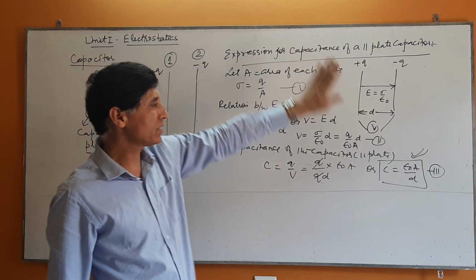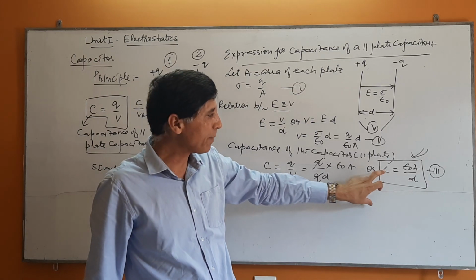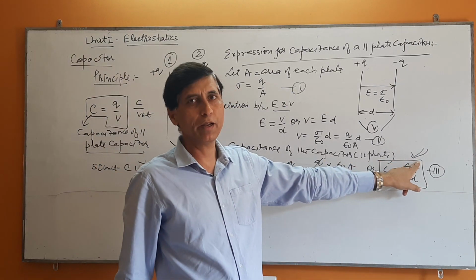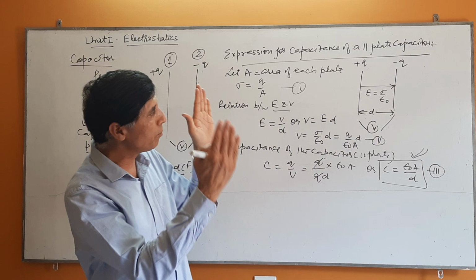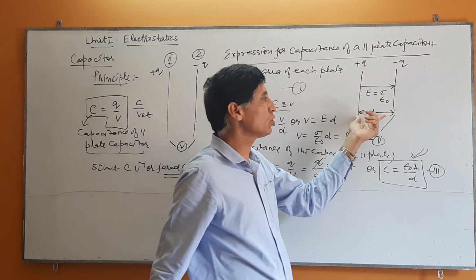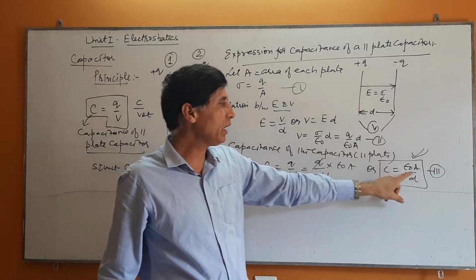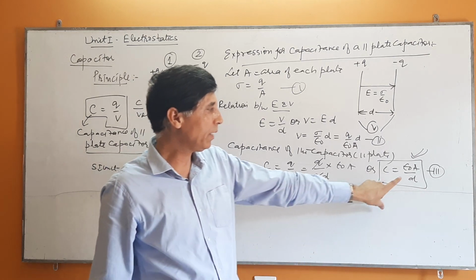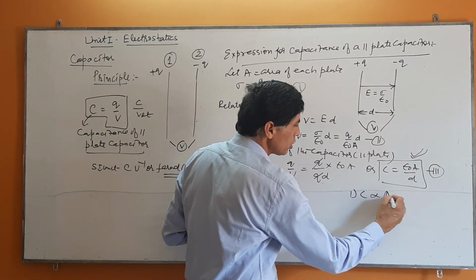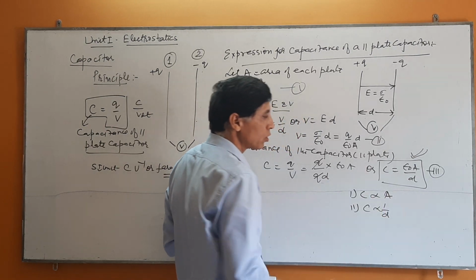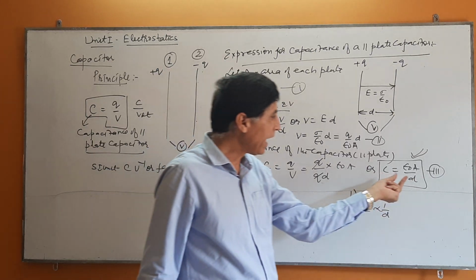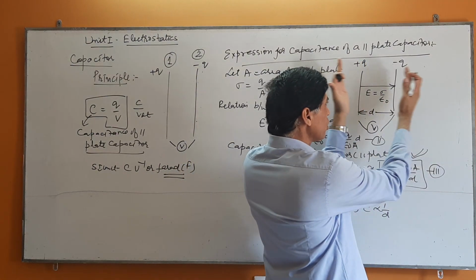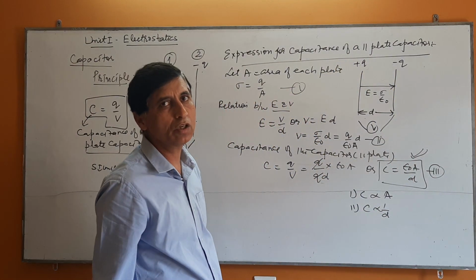And this formula indicates that the capacitance depends on three different parameters. First parameter, area of each plate, means the bigger the size of the plates, the more capacity to store charge. More area of each plate, more capacitance of the capacitor. Second point, it depends on D. So first point, C is proportional to A. Second point, C is proportional to 1 by D, means as D is very small, then capacitance will be large. So the smaller the D between the two plates, the greater its capacitance.